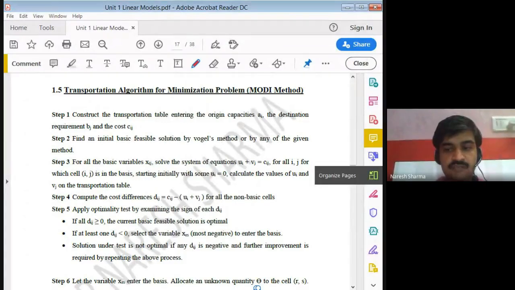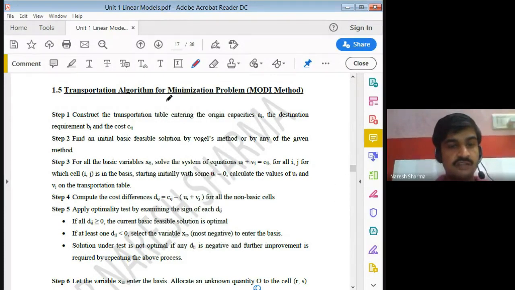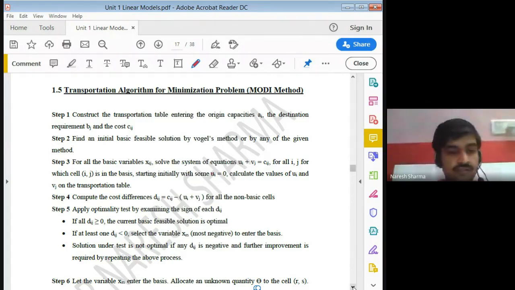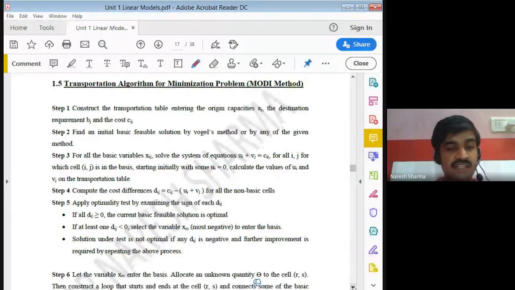So, in a previous lecture, we discussed the minimization problem by the MODI method, the algorithm. So, you can go through the previous lecture first before going through this one. I'm just giving a quick recap with the example directly.